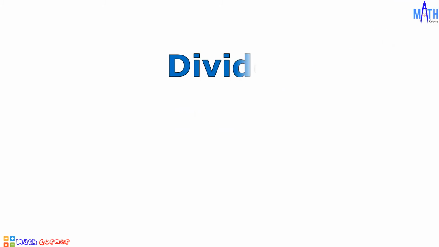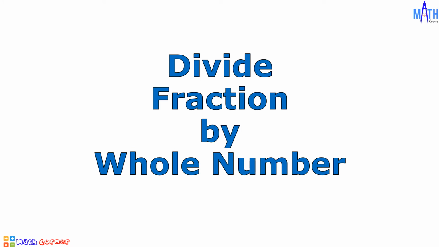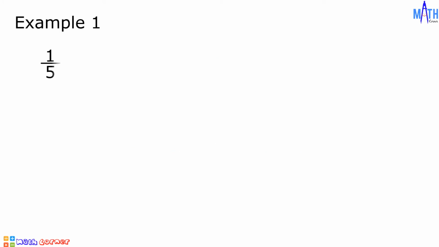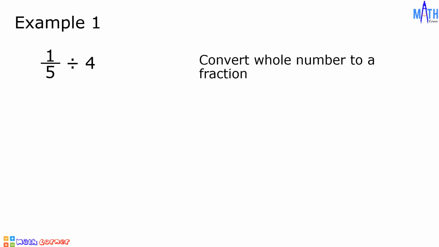In this video, we will divide fraction by whole number. Let us begin. Example number 1, 1 over 5 divided by 4. To divide this, we will convert whole number to a fraction by writing 1 as the denominator. We have 1 over 5 divided by 4 over 1.